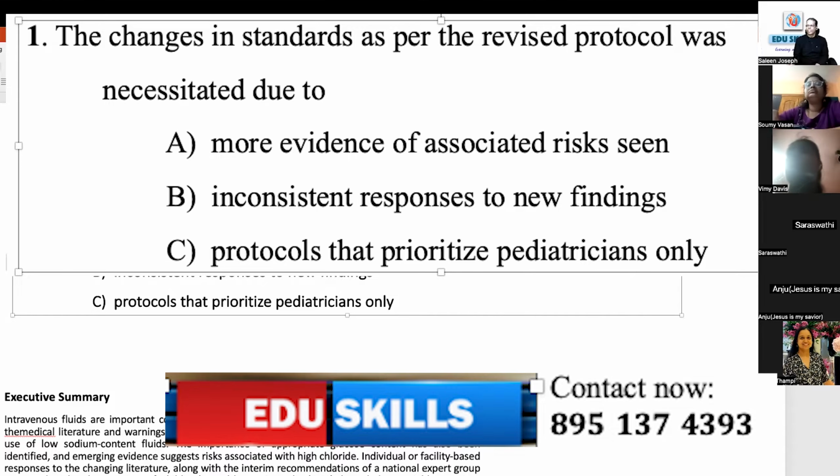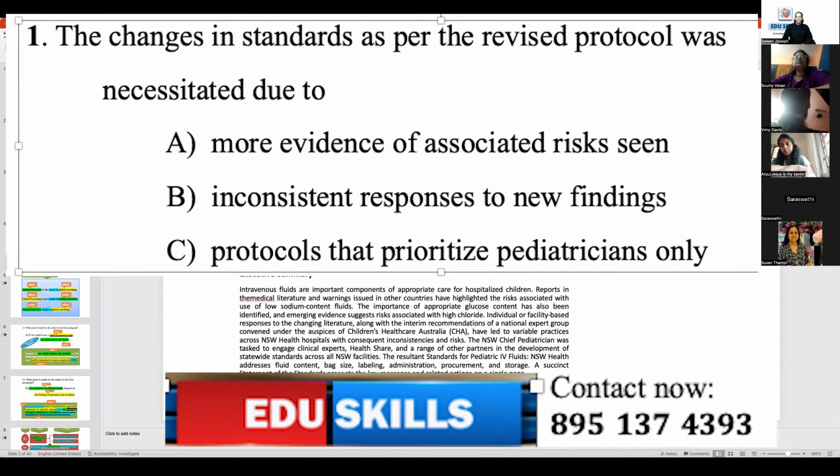Reason and the consequence. So, more evidence of associated risk seen. Do you have any idea when you read this? More evidence of associated risks seen. Now you got wet in the rain, and you have high fever, high temperature, and some associated symptoms like body pain, vomiting. So can these associated symptoms be the cause of the fever?